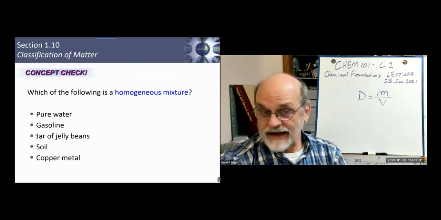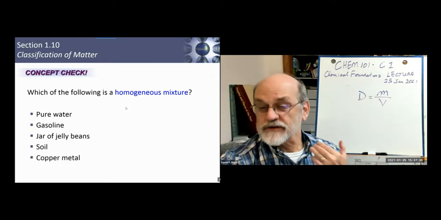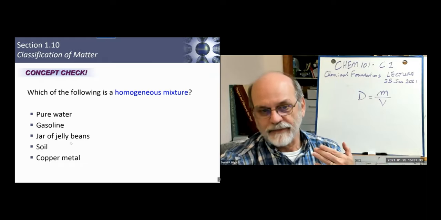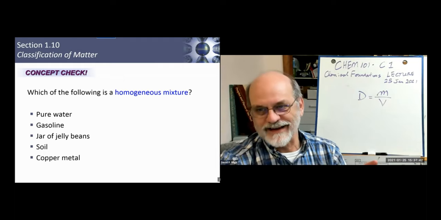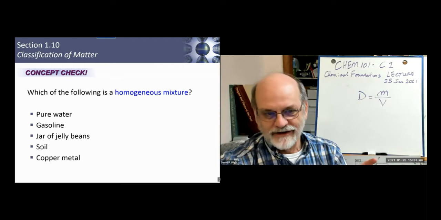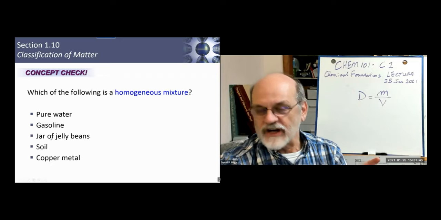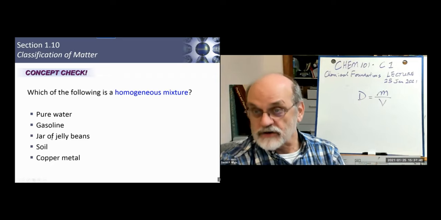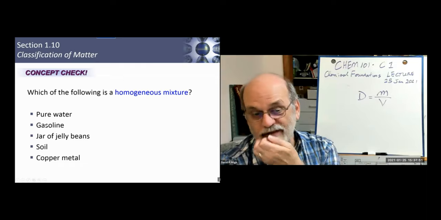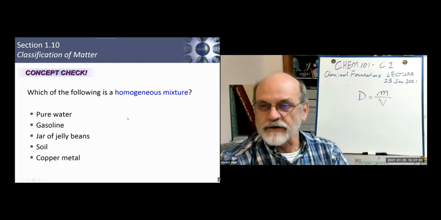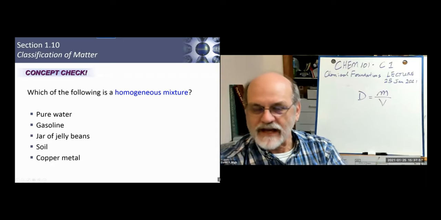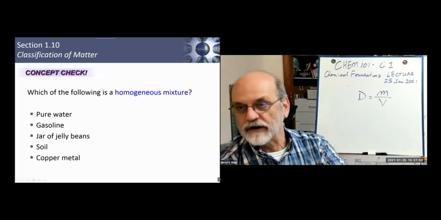So we've narrowed it down. Only three of them are mixtures. So we got to figure out which one's the homogeneous one, right? Take my word for it also. Soil is not homogeneous. It's a heterogeneous mixture. Jelly beans, I just described them as heterogeneous. So the only one left is gasoline. Gasoline is a solution of different components that you blow through your engine and burn.